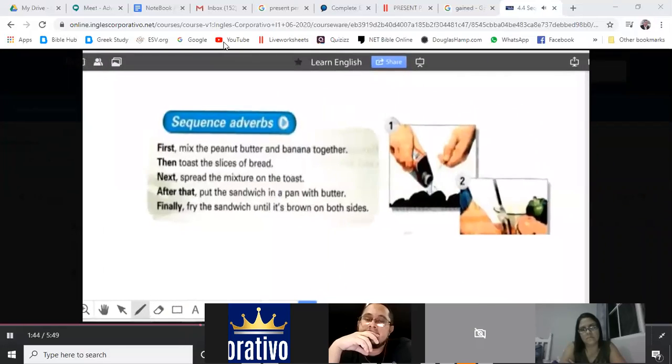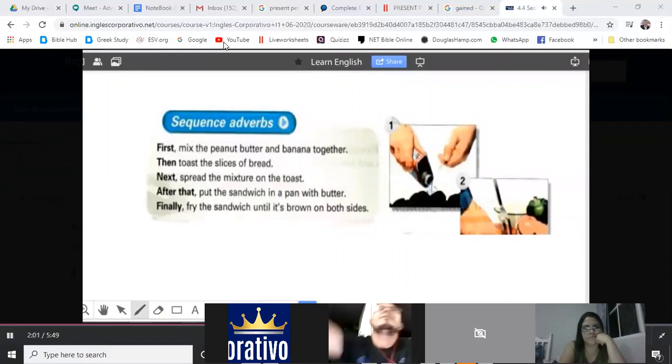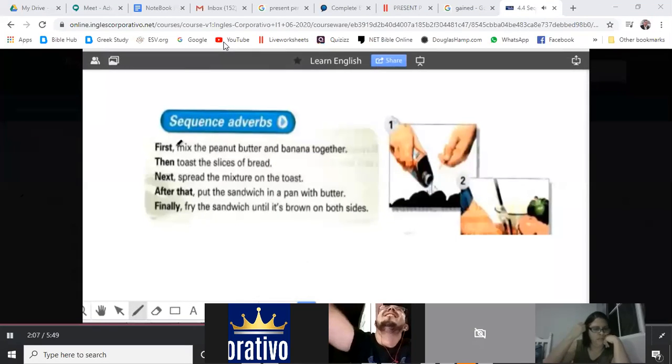Now let me get started by explaining what sequence adverbs are. This topic is quite simple. Sequence adverbs are words that will allow you to explain processes to others. In this case, what we want to do is explain food recipes. But you can explain any other process using sequence adverbs. So the sequence adverbs that we will cover in this lesson are first, then, next, after that, finally.